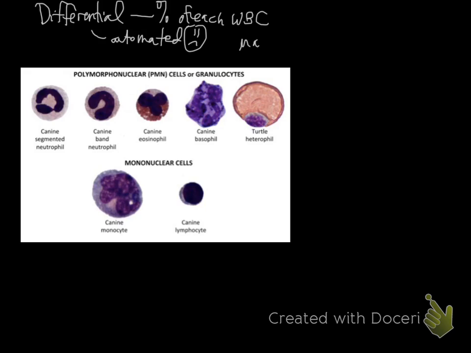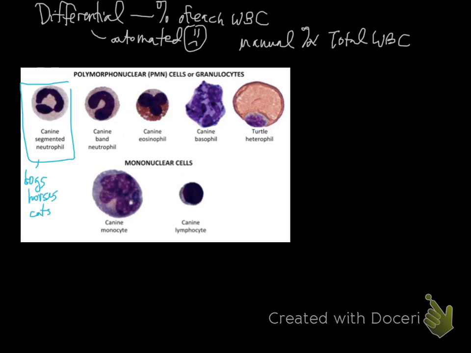Most of the time we do a manual differential based on the various leukocyte types, and then we take that percentage for each leukocyte type times our total white blood cell count, and that's where we get our absolute numbers. The various types of leukocytes that we enumerate in most species, not avian species and not reptiles, include the segmented neutrophil, our most numerous in dogs, horses, and cats. We have a band neutrophil, which is one before the segmented neutrophil, and it's a little bit immature.